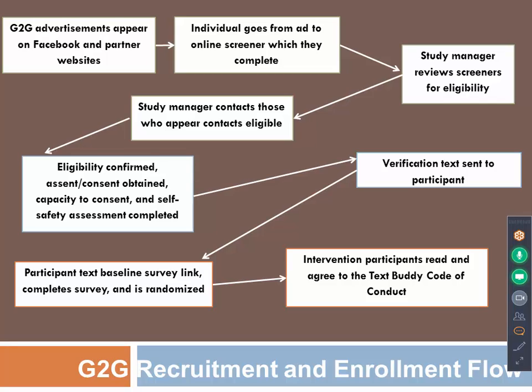And then they do the baseline. We send them the survey, and we ask them to do the survey basically in the next day. Once they've done the survey, we then randomize them, and those who are randomized to the intervention are then given the code of conduct, and they have to agree to the code of conduct before they move on.